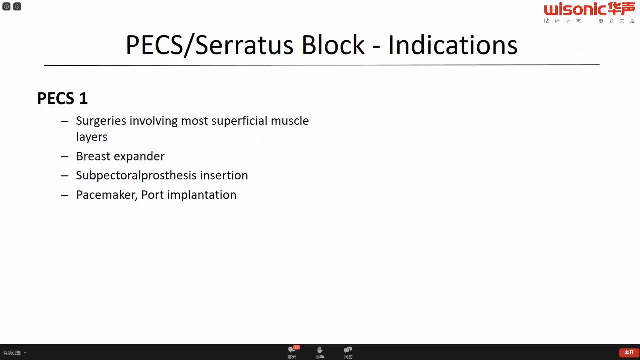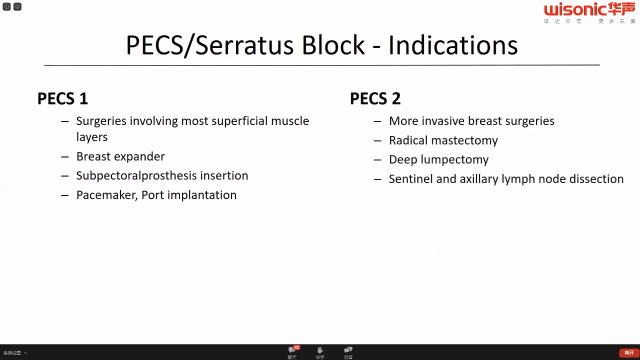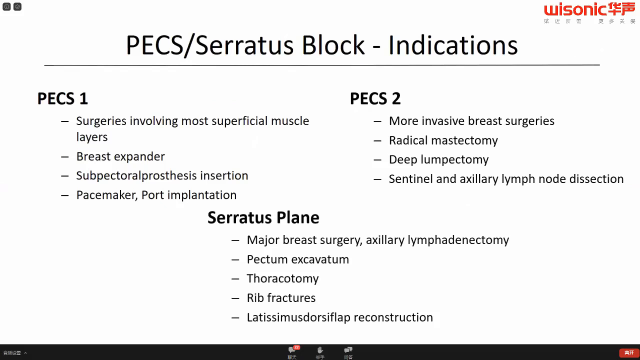What are the indications for the PECS and serratus blocks? For the PECS 1 blocks, these are minor breast surgeries or pacemaker or port implantation. For PECS 2 blocks, it's more invasive breast surgeries, radical mastectomy, and for the serratus plane blocks, major breast surgery, axillary lymphadenectomy, pectus excavatum, or the so-called NUSS procedure, or thoracotomy, or rib fractures.